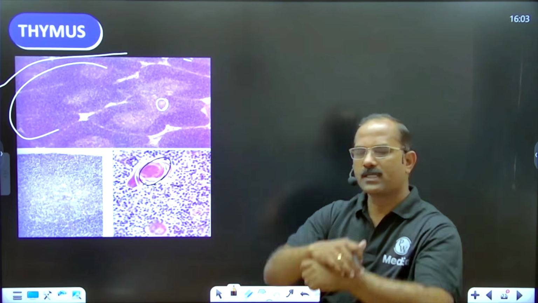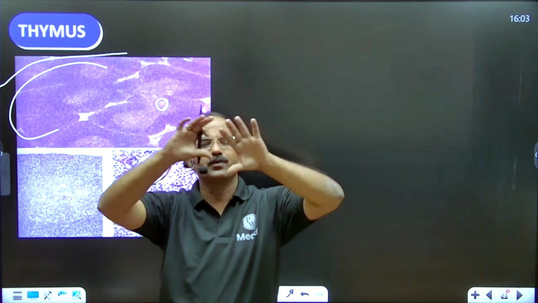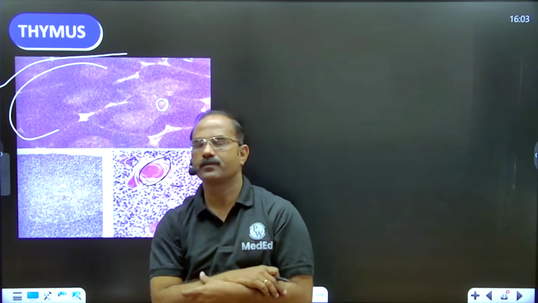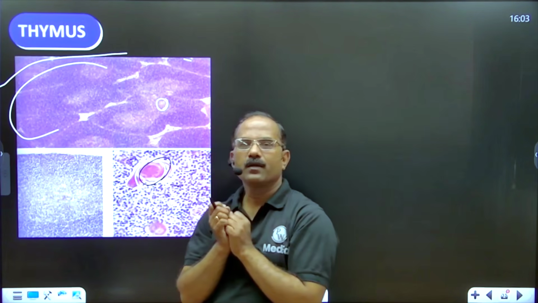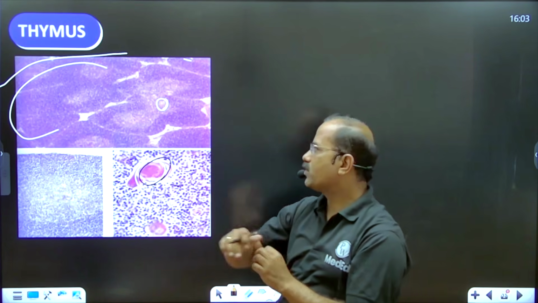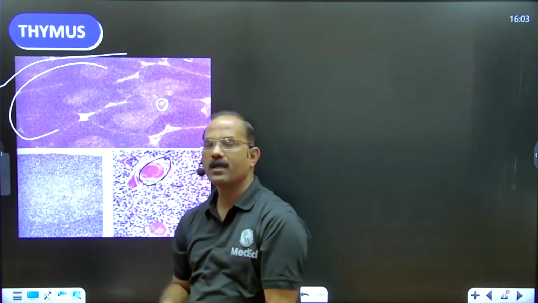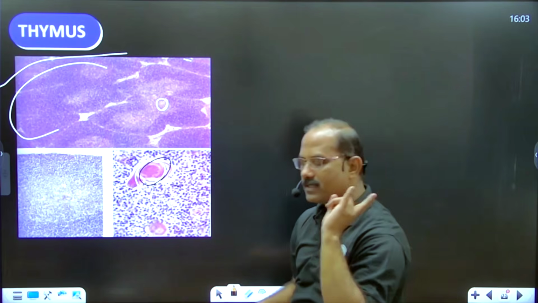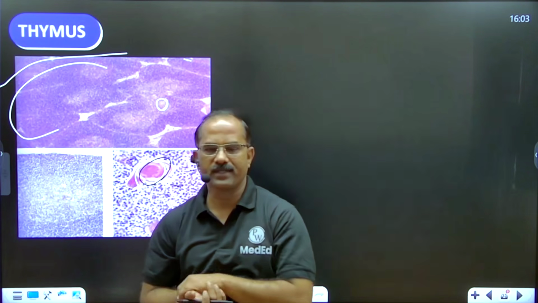So the thymus has a capsule. From the capsule, we get septa, which divide the thymus into small lobules, thymic lobules. Each lobule has an outer cortex and inner medulla. The medulla has Hassall's corpuscles, and this Hassall's corpuscle represents a degenerated epithelial cell. The thymus is the site of production of T lymphocytes.